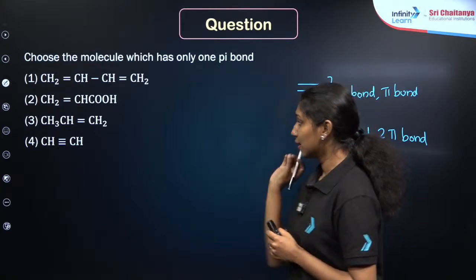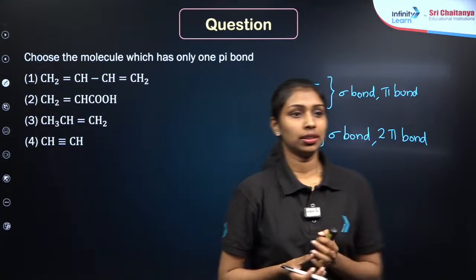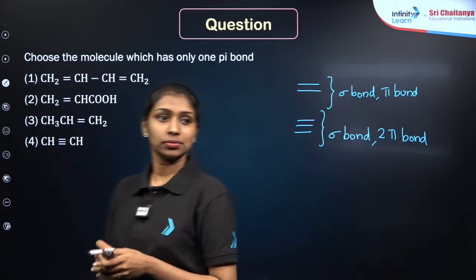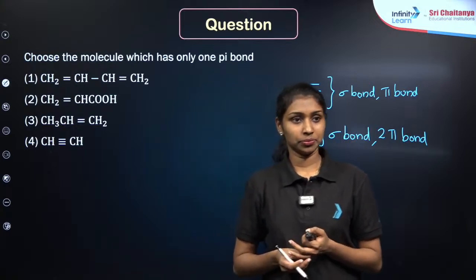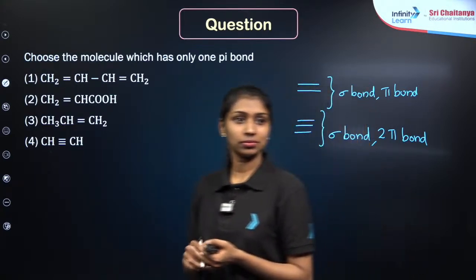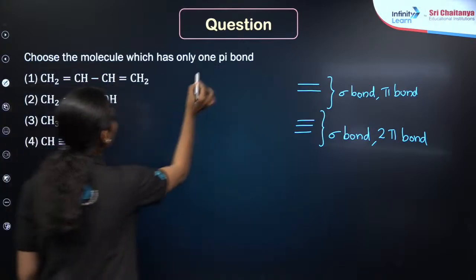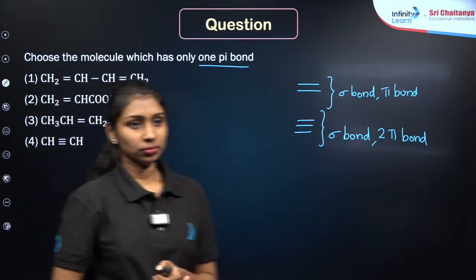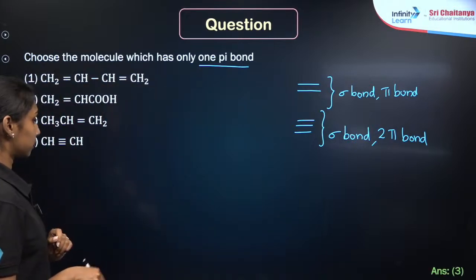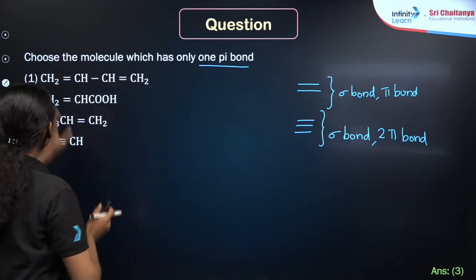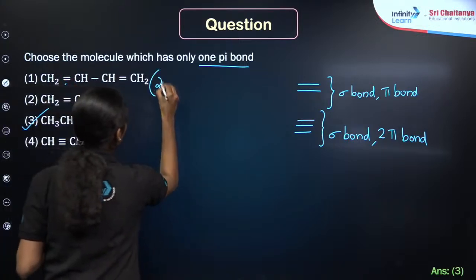Now read the question carefully. There will be mistakes that happen. The question is, which one has only one pi bond? Option 3, right? Option 3. As you can see here in the case of the first option, this is one pi bond, this is one pi bond, right? So there are 2 pi bonds in the case of the first example.